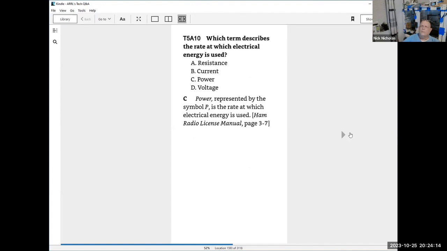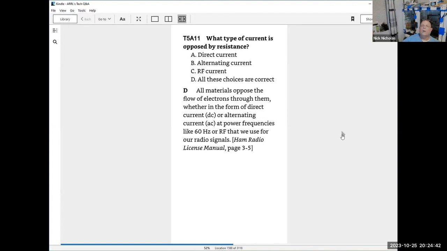Which term describes the rate at which electrical energy is used? The rate at which you use energy is power. Power is the consumption of energy. It is referred to in physics as work. Power is that you've done something with the energy. And the measurement, of course, is in watts, and power is symbolized with the letter P.